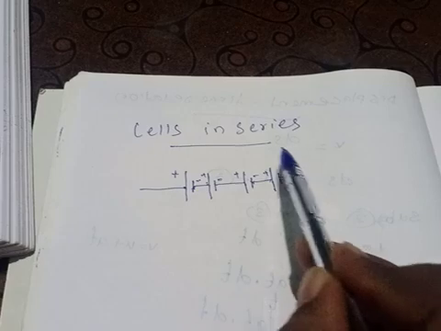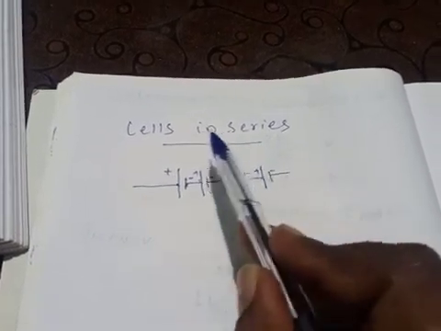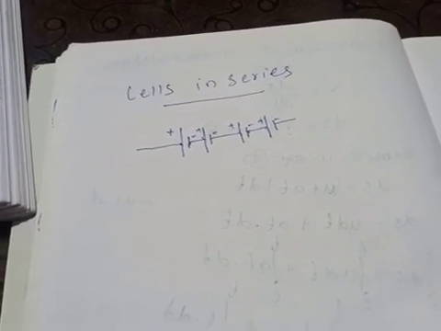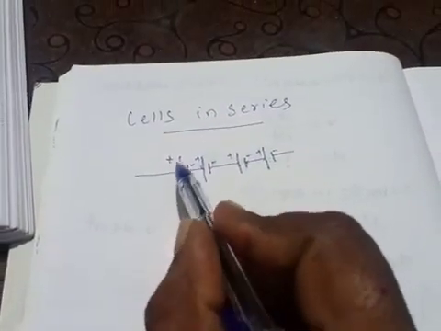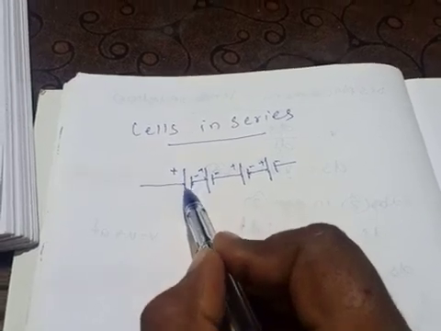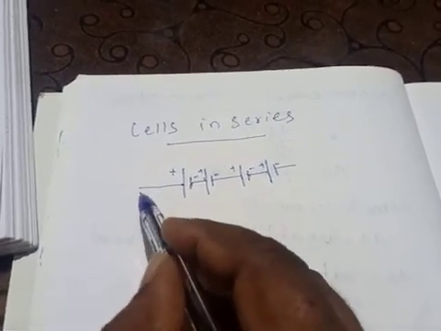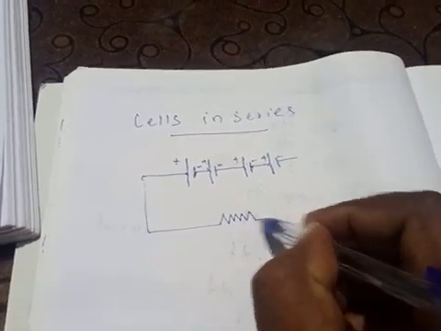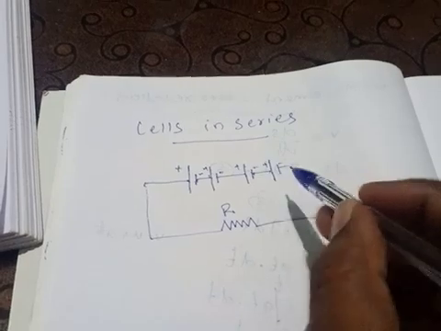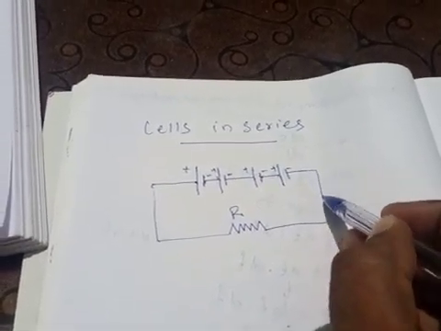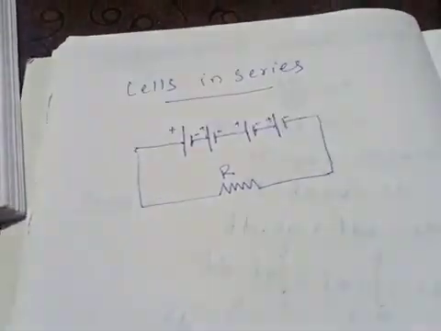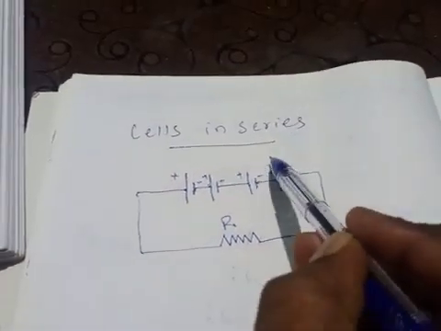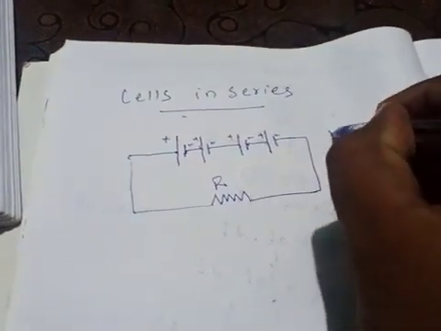Finally, like this you can connect n cells, and if you connect n cells, it also forms a battery. You see that one end, the positive terminal, is connected with an external resistor R, and the negative terminal at the other end is also connected with this external resistor R. Now assume that n cells are connected.